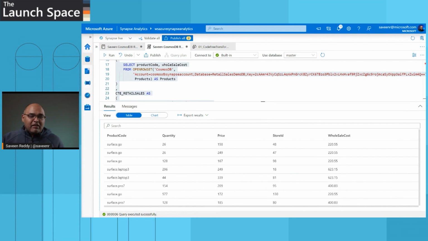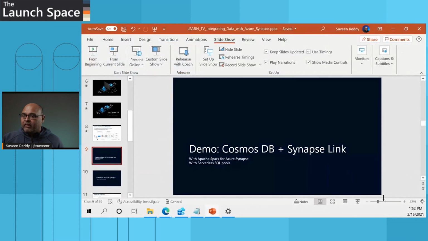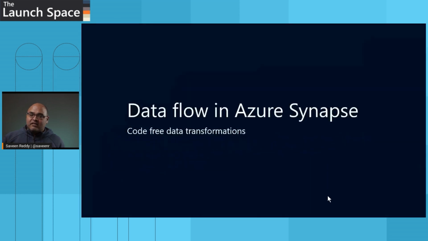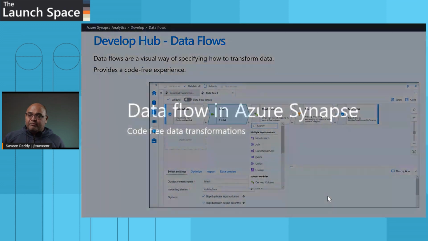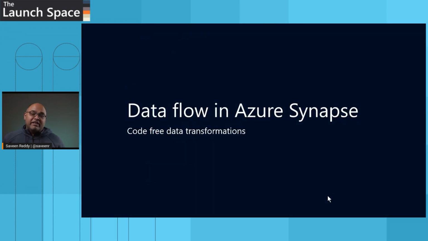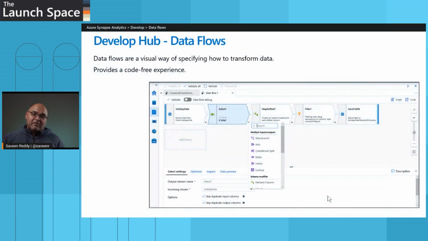Okay, so now let's get on to the next part of what's in our no-code world in Synapse. And that is data flow. So data flow is about code-free data transformations, and these are used in Synapse pipelines. And here's a picture of one. We'll work through the UI briefly. Key thing is you live in this graph. You don't have to write code.